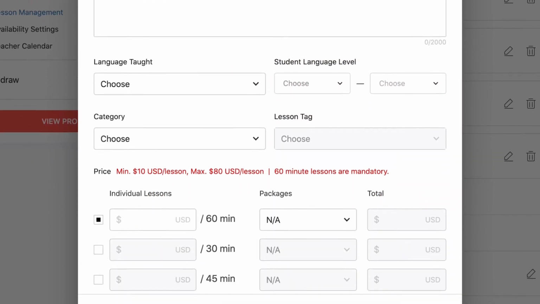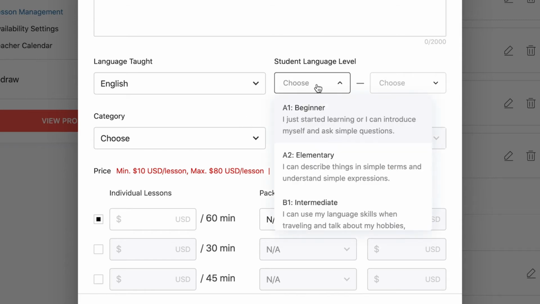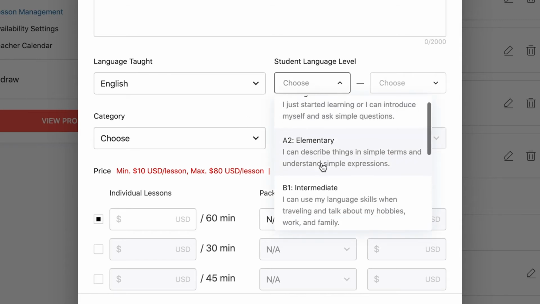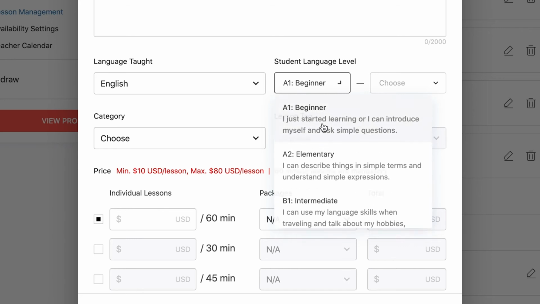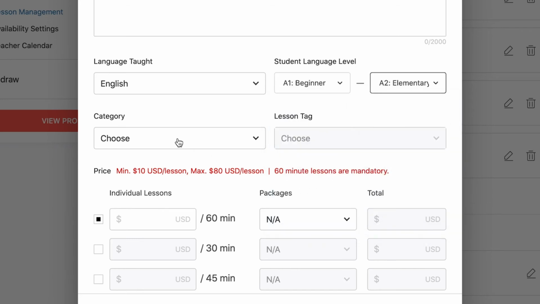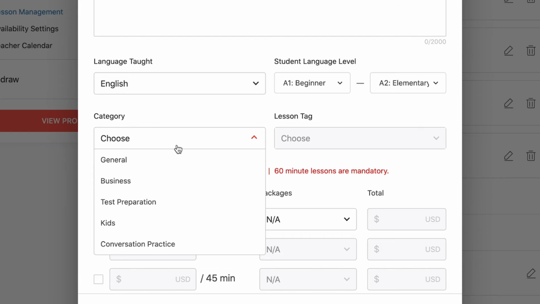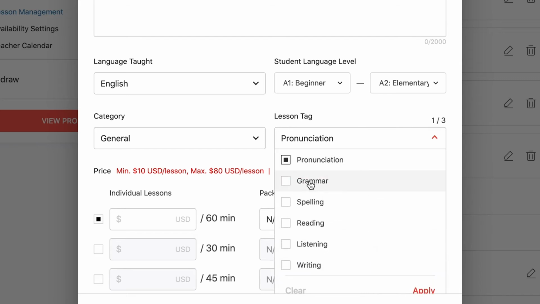Next, choose the language, if you teach more than one, and the speaking level of the students for this lesson. All the levels are based on CEFR and come with short explanations to help you understand the student's level. We can now choose a lesson category. Offering different categories can help you earn more money, but make sure you have the experience and qualifications to help students with those lessons. After selecting a category, you can select some tags.